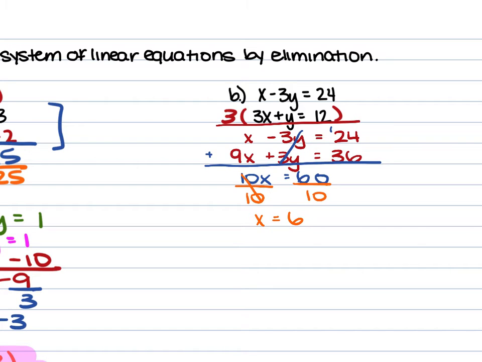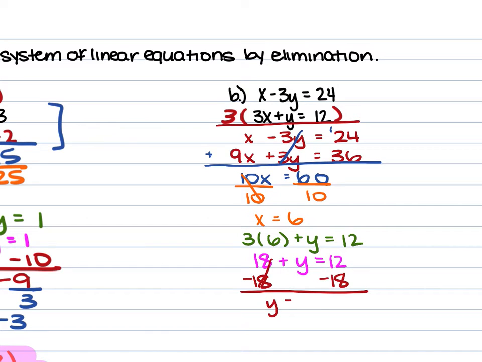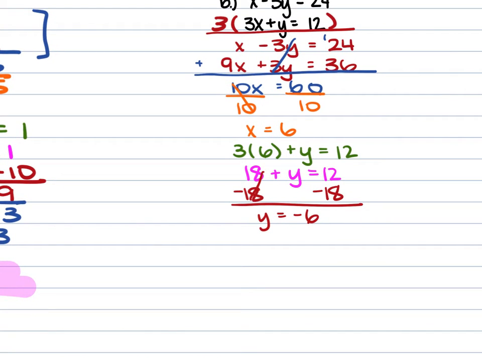Now use one of the original equations to plug in for the x and solve for y. I'm going to use the bottom equation since I'm not going to have to divide anything by both sides to get y by itself. So I'm going to have 3 times x, which is 6, plus y is equal to 12. 3 times 6 is 18, plus y is equal to 12. We just subtract that 18 from each side, and we get that y is equal to negative 6. So if my x is positive 6 and my y is negative 6, my solution to this system is 6, negative 6.